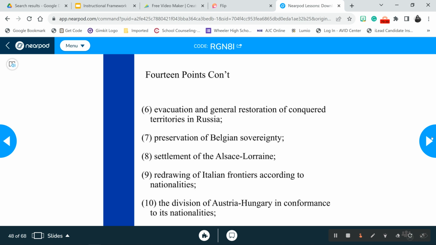Number 9, Abby. Yes, so what we're going to do is we're going to redraw what is actually Italy. Does everybody got me on that as far as that country? And then, Nicholas, what do you got for number 10? Division of Austria-Hungary and conforming to its nationality. So we're going to divide out how much area Austria-Hungary has, and we're going to make sure that we understand that, hey, this is what it's going to be. So these are some of the 10 points. Everybody got me on that? Okay. Now, again, Woodrow Wilson's 10 points, you definitely need to make sure you know.